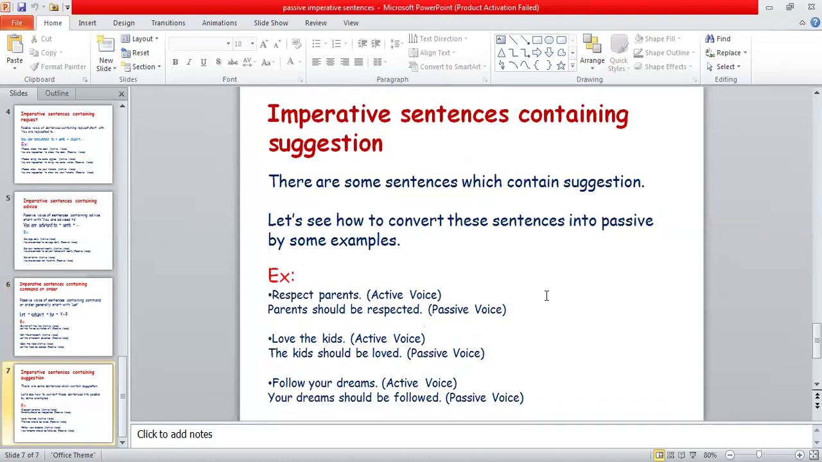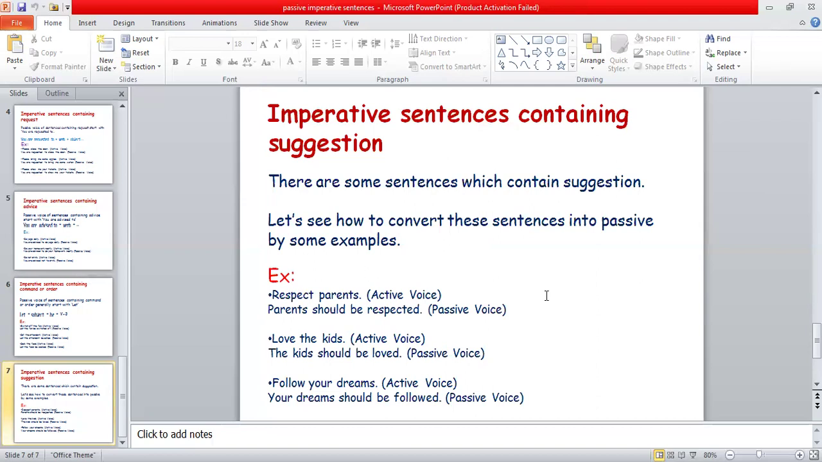Then we have imperative sentences containing suggestions. Let's see how to convert these sentences into passive. Respect parents. This is the active voice. And if you want to change it into passive voice, parents should be respected. So should be is going to be there in the case of sentences containing suggestion.